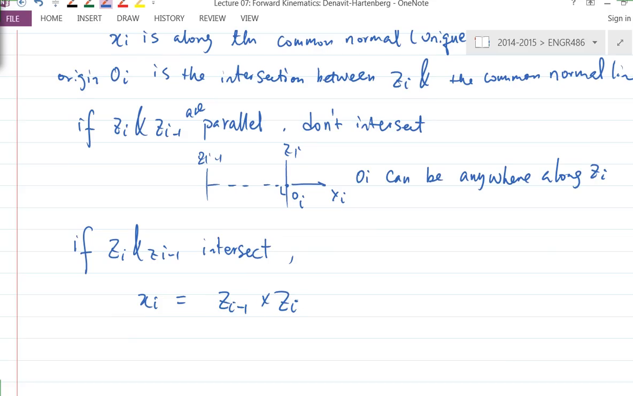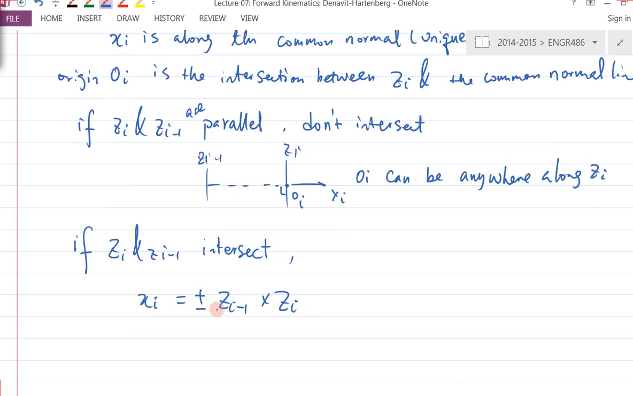Okay, xi could be assigned as the cross product of this zi minus 1 and zi. That make sense? Yeah? As a matter of fact, it could be both positive or negative. Okay, both positive and negative.